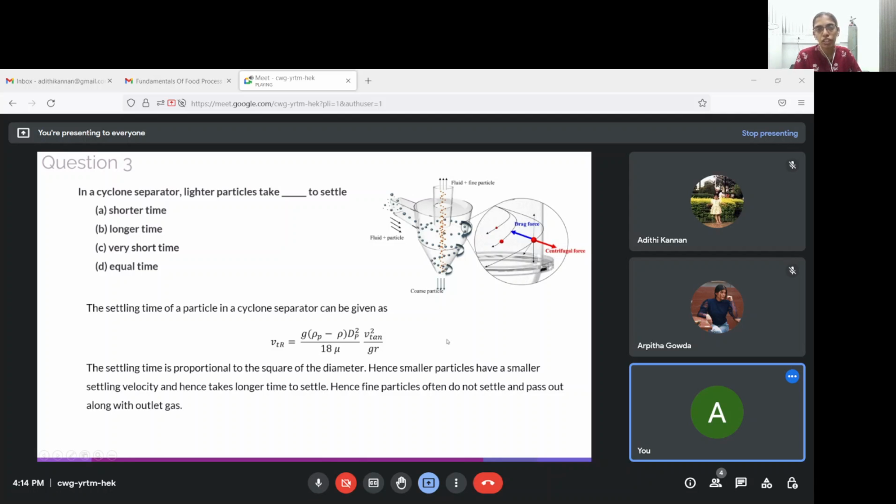If the particle does not get enough time to settle and the air already starts going upward, these fine particles will not be able to separate. You will only be able to separate the coarse particles, which settle down quicker. Those particles that take a long time to settle will not be acted upon by the gravitational force. In fact, they will go along with the supposedly clean air. So you need to manipulate the amount of time a particle spends inside the cyclone separator to get air as pure as possible at the outlet. So the answer to this question is option B. Lighter particles take a longer time because they have a smaller diameter.